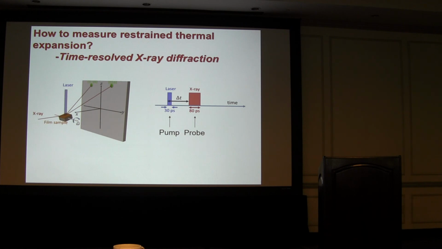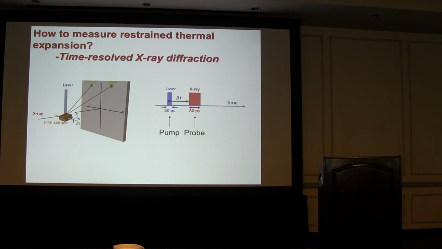If you can create strain using a photon pulse, then the question is how to measure. The photon pulse is very short, so it's very difficult to measure the effects using normal means. Fortunately, we have time-resolved X-ray diffraction. So you use a photon pulse to generate the strain, and you can use an X-ray pulse as a probe to detect the structure or the strain. So you can tell at what time how much strain you have.